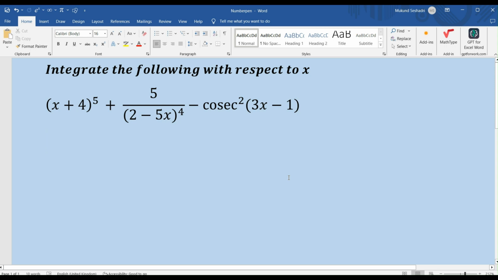So there we have the problem on our screen. Integrate the following with respect to x, right? We've got (x + 4)^5 + 5 divided by (2 - 5x)^4 minus cosec^2(3x - 1), right?